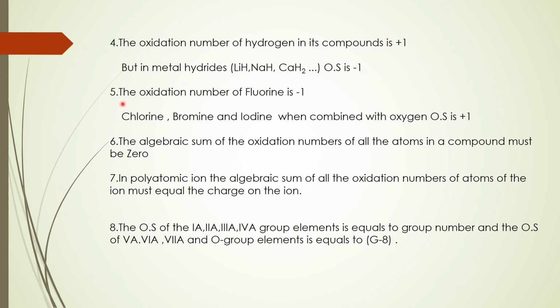Next, fifth point, the oxidation number of fluorine is -1. This is very important. In any case, oxidation number of fluorine is -1 because fluorine has the highest electronegativity. Chlorine, bromine and iodine, when combined with oxygen, oxidation state is +1. So these are also halogens, but except fluorine, the remaining also show +1 oxidation state.